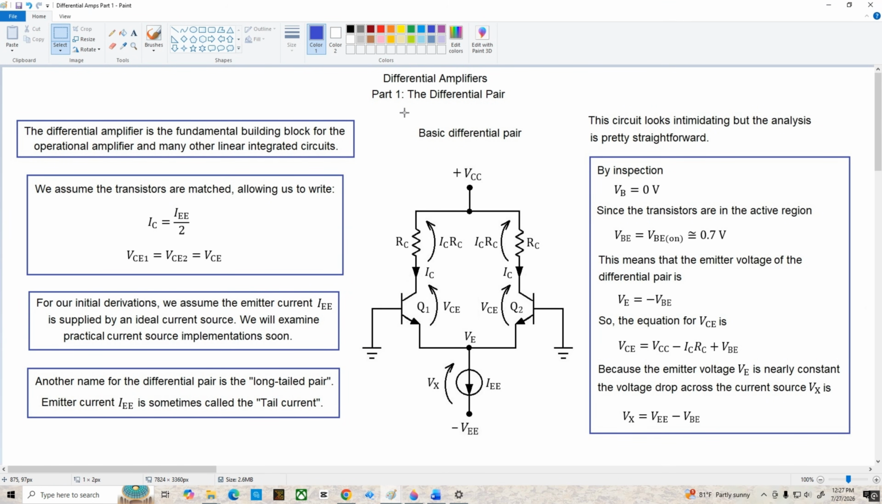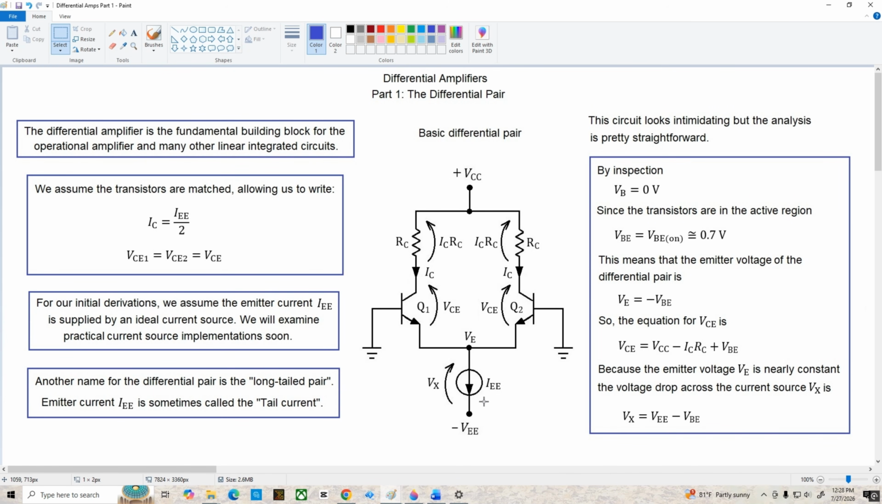Today we're going to start talking about differential amplifiers, and we're going to start at the beginning with the differential pair. The schematic for the basic differential pair is shown down here. In this case I'm using NPN BJTs, but I could just as easily use PNP transistors or field effect transistors or even vacuum tubes.